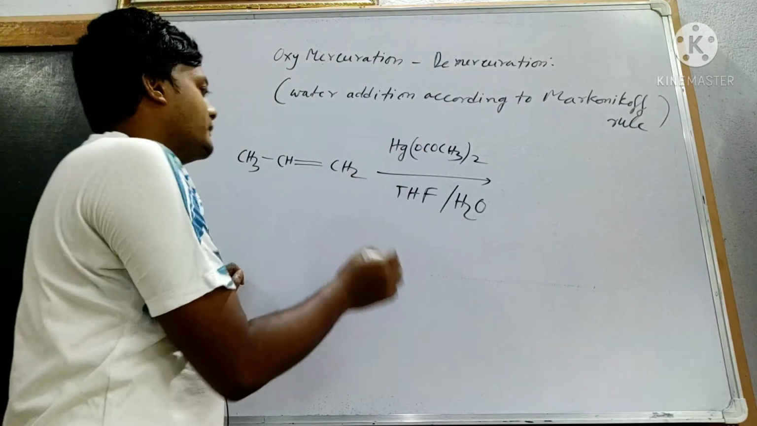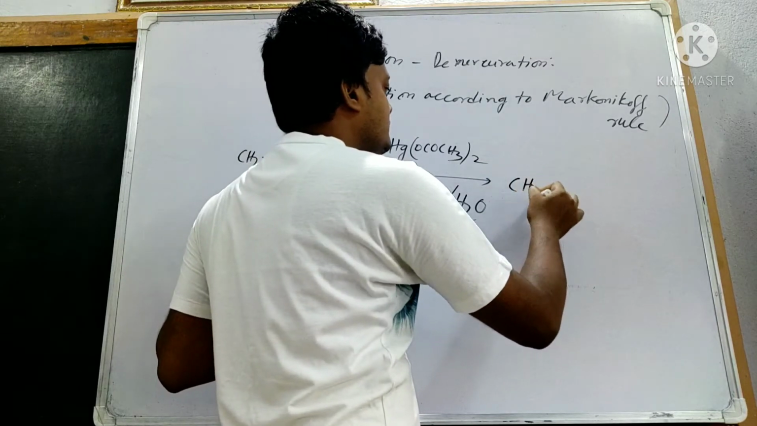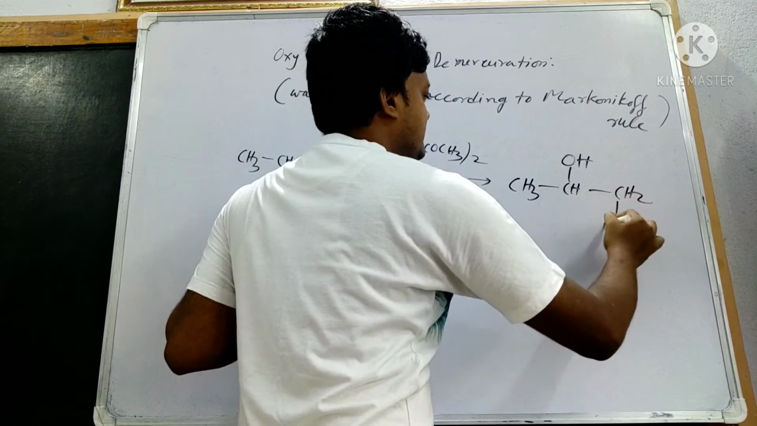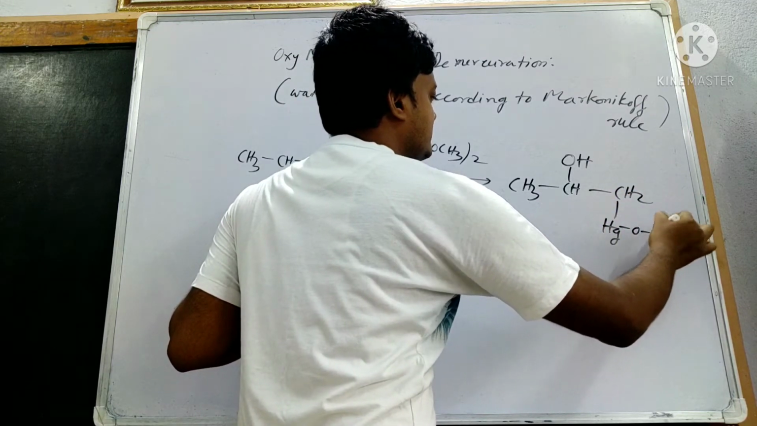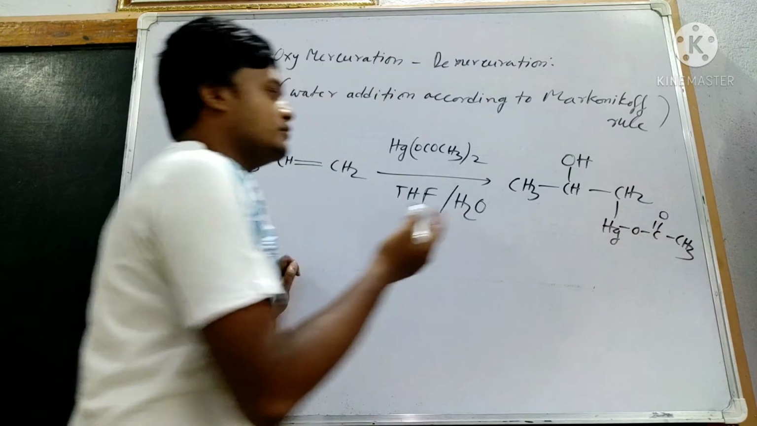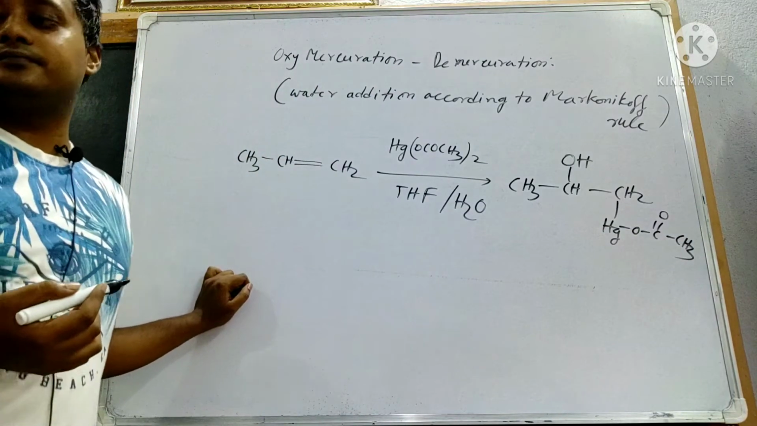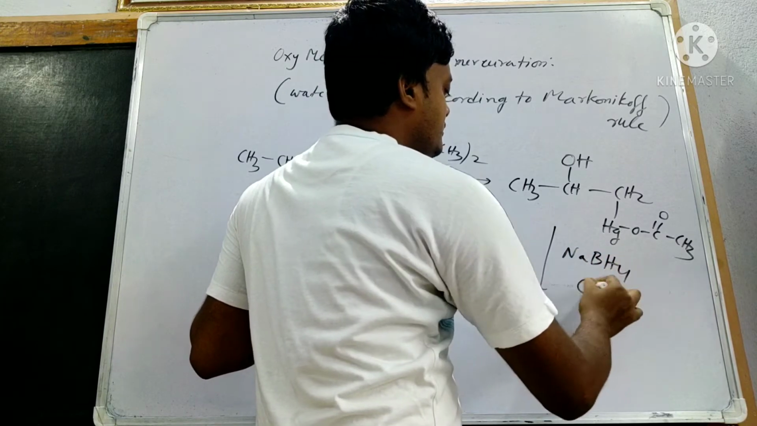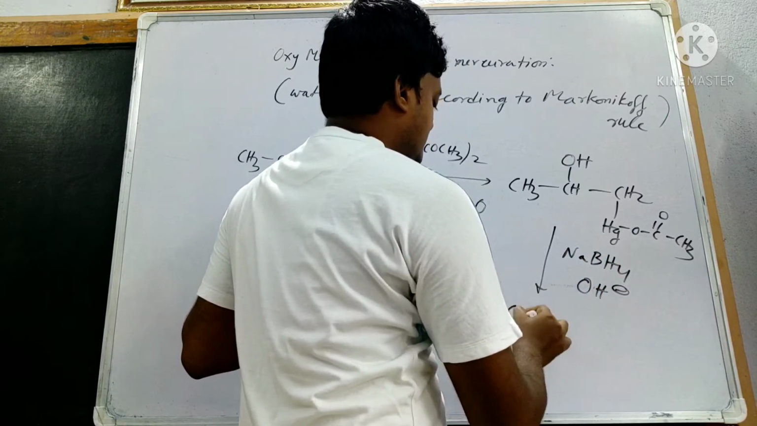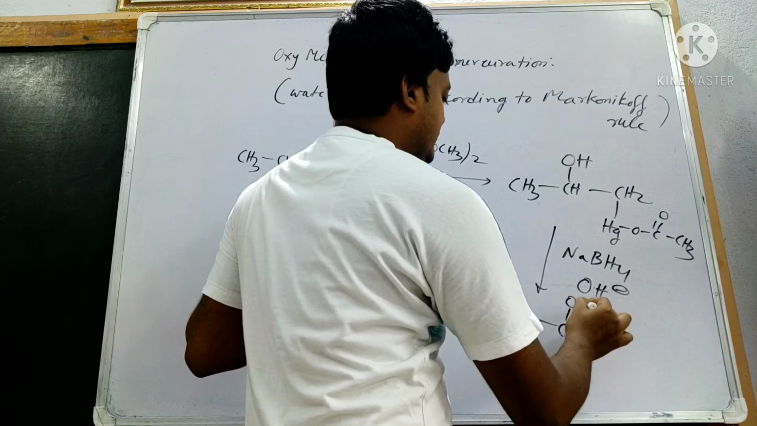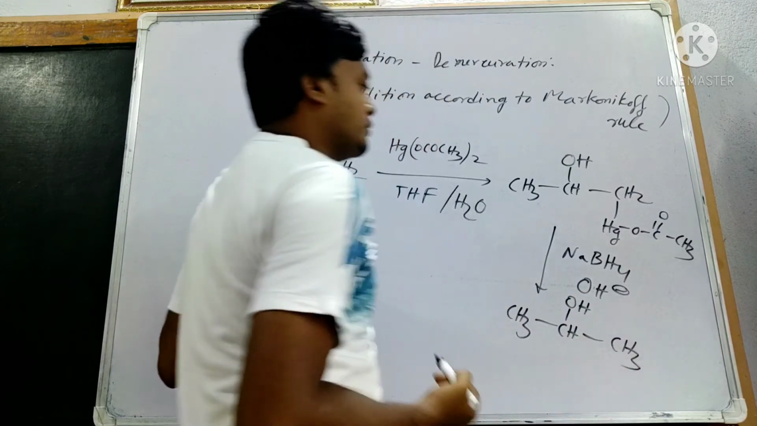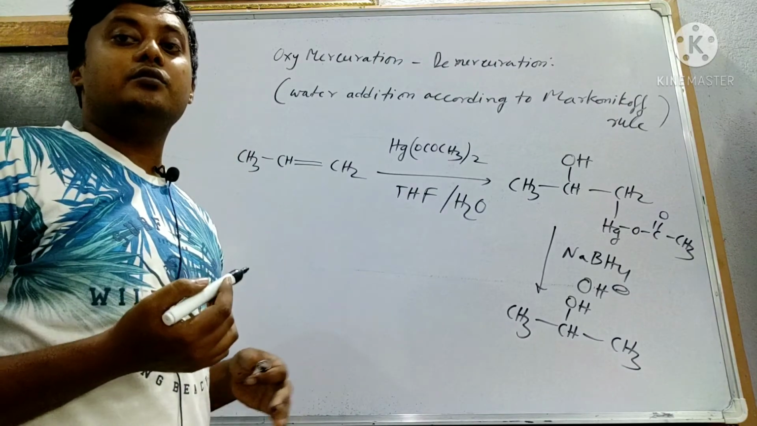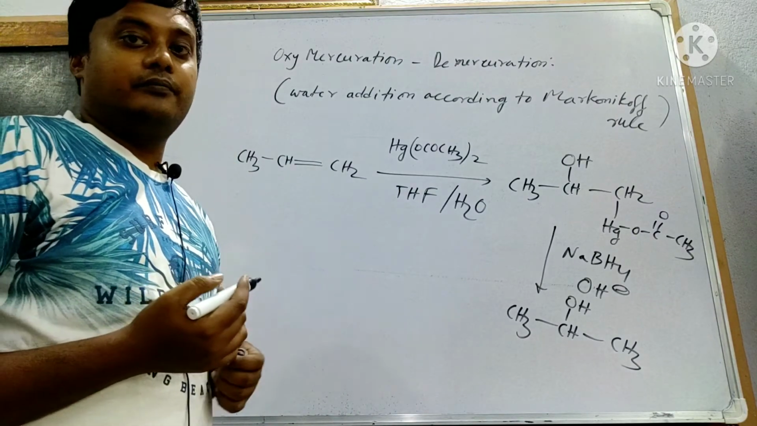First step reagent. We will discuss the mechanism. Let's write the reaction first. First step we will get this compound. Next one, demercuration, NaBH4 in alkaline medium, and you will get the final product, isopropanol. So here what happened? Water addition according to Markovnikov rule.